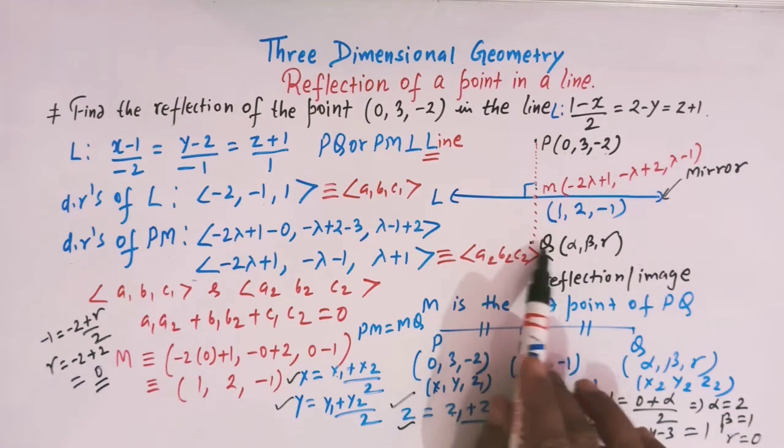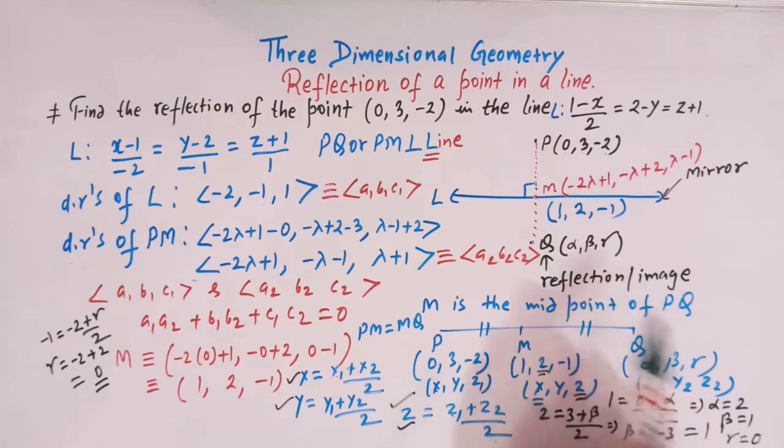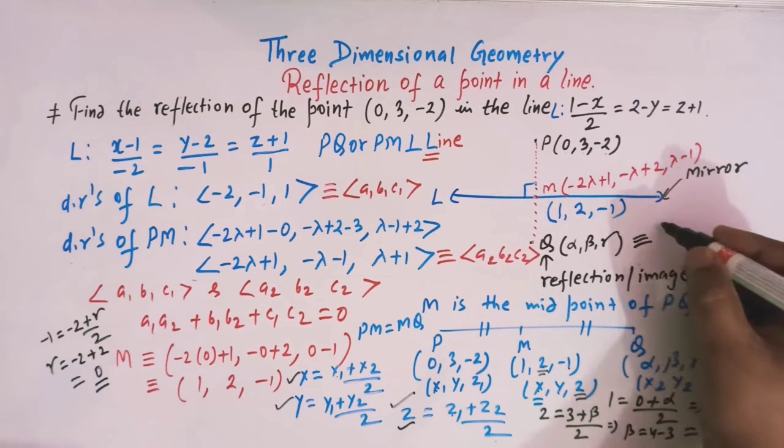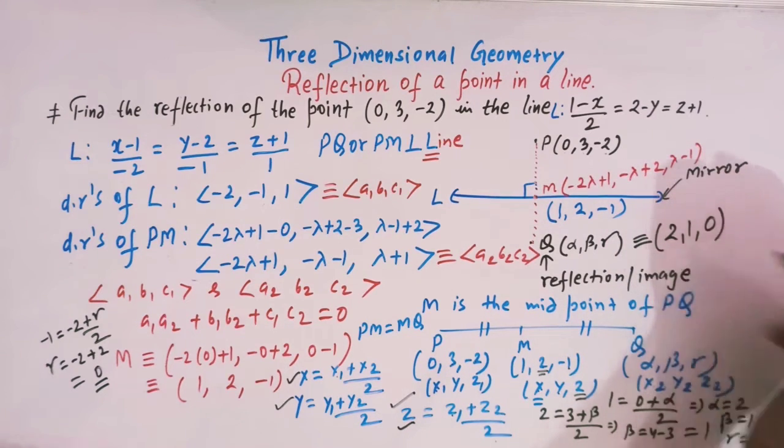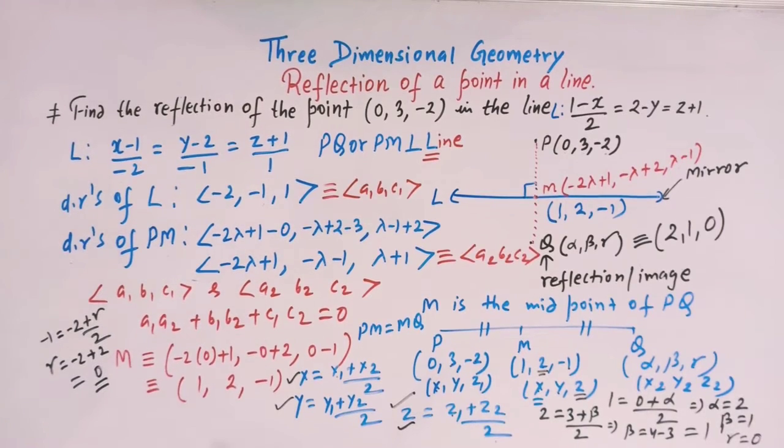So the coordinates of this point Q, which were assumed as alpha, beta, gamma, are now given by 2, 1, 0. Viewers, this is how we solve this problem. The given point was P, and the image is Q, whose coordinates are 2, 1, 0. In this problem we have seen that a lot of concepts related to three-dimensional geometry were used.